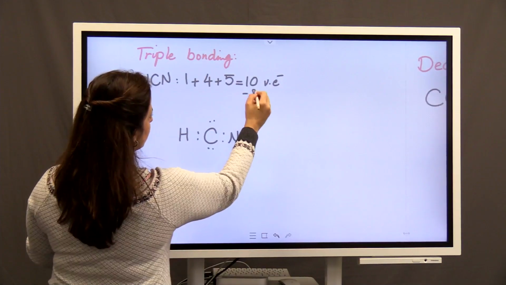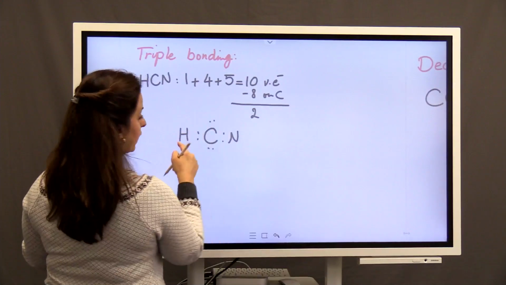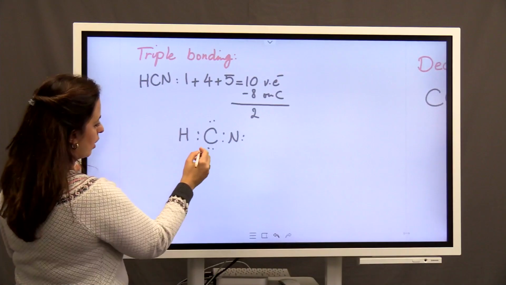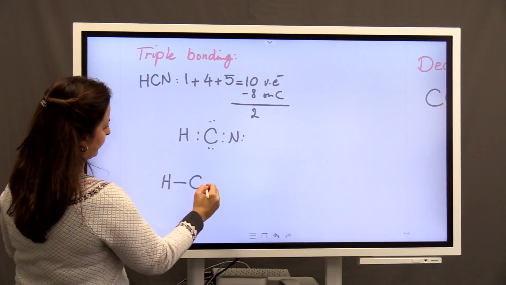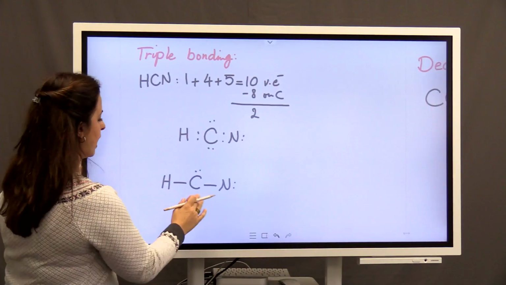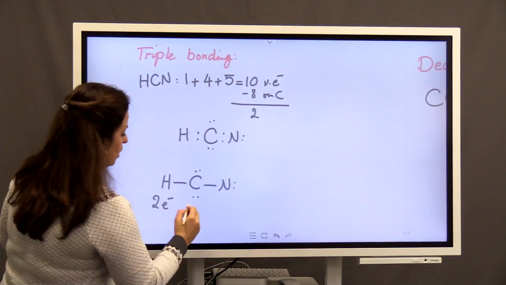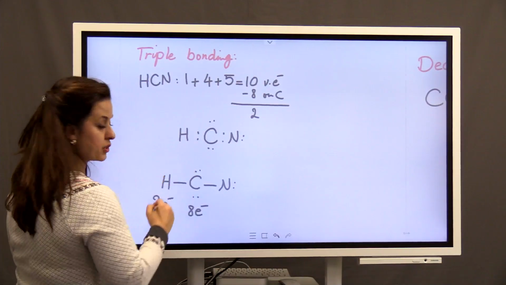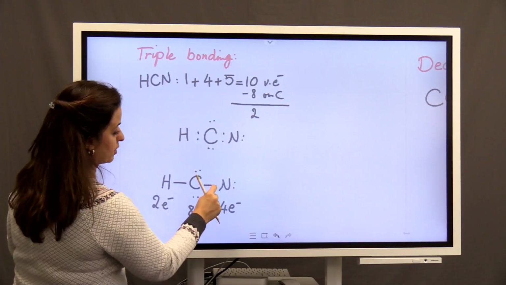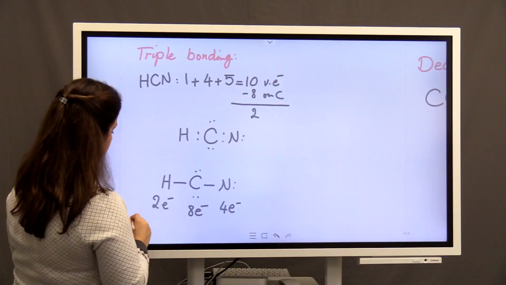How many more electrons left? We spent 8 of them on carbon, 2 more. Can we put them on hydrogen? No. So let's change these bonding electrons to single dashed lines. Now, hydrogen is happy with its 2 electrons. Carbon is happy with its 8 electrons. But nitrogen is not happy with 4 electrons, only 1, 2, 3, and 4. So what do?